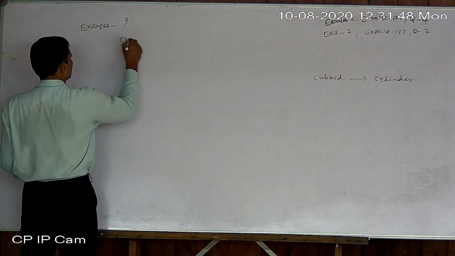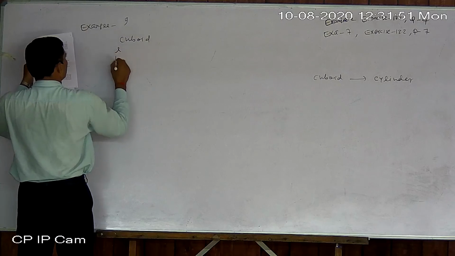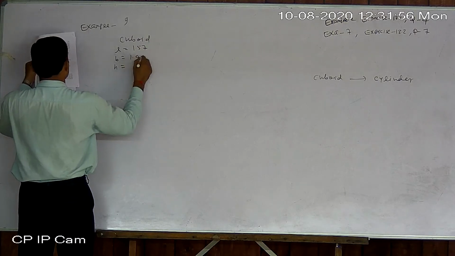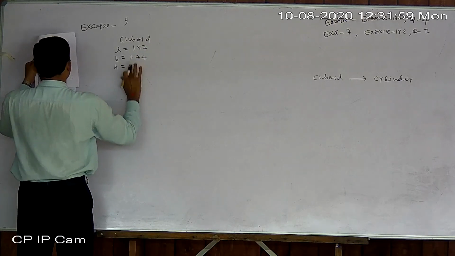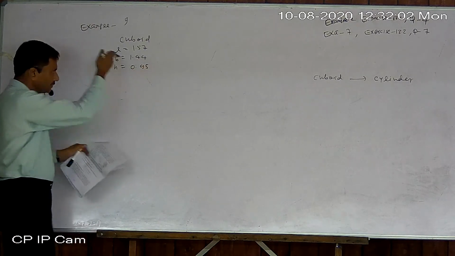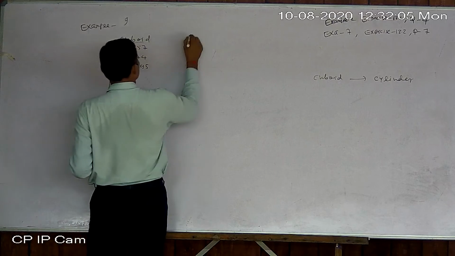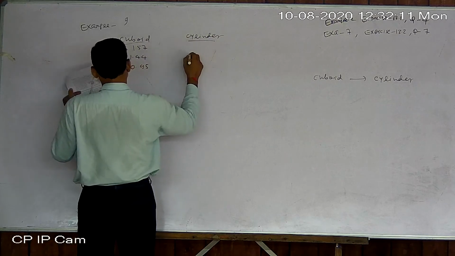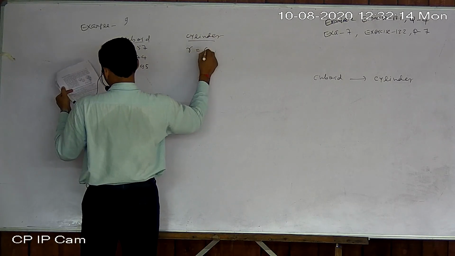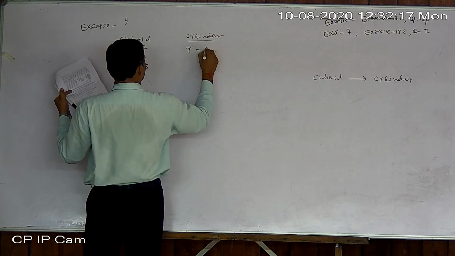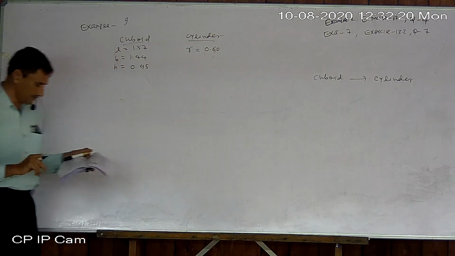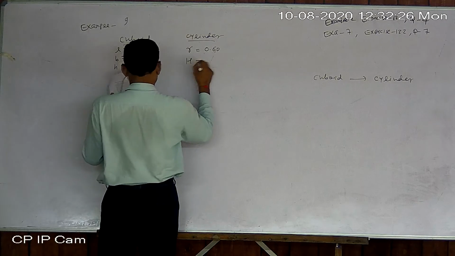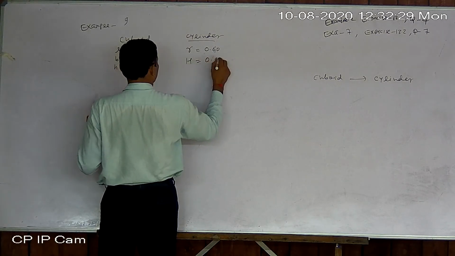So for the cuboid, list down all measurements L, B, H. First is L, 1.57 meter, 1.44 and 95 centimeters. We have to convert into meters because everything is given in meters. Now for the cylindrical tank, here R is given as 60 centimeters. So it will be 0.60 or 0.6, whatever you write. And the height, 95 means 0.95.